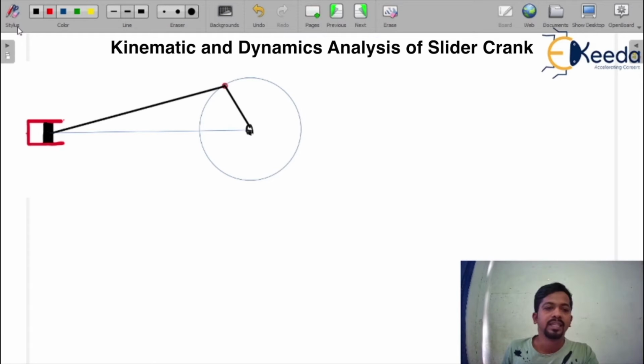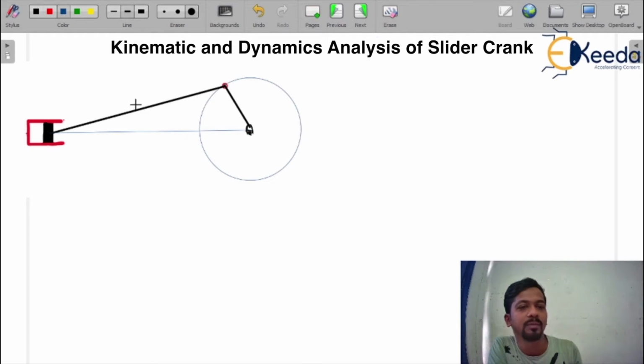Here you can see this is a single slider crank mechanisms, in which a cylinder is going to be sliding in a sliding motion, and there is a crank which is going to be rotated here. Okay, so this is our crank, this is connecting rod. Here I have just named it, that is connecting rod, and that is a crank, and this is piston. Okay, this is piston.